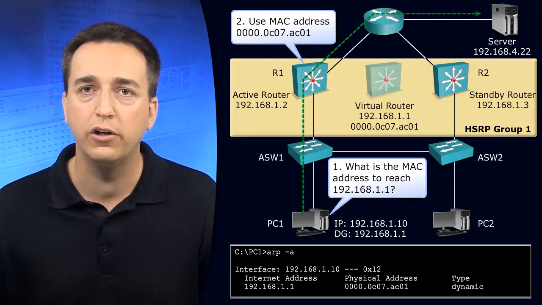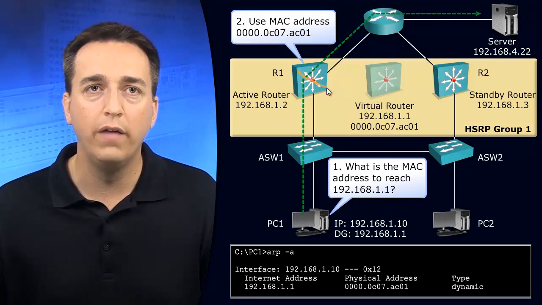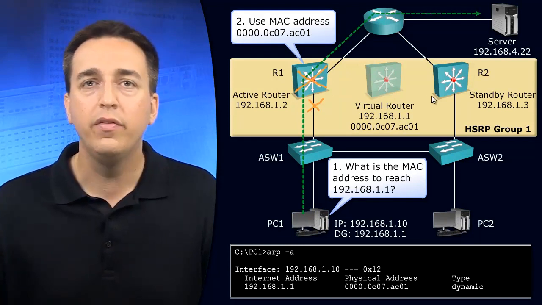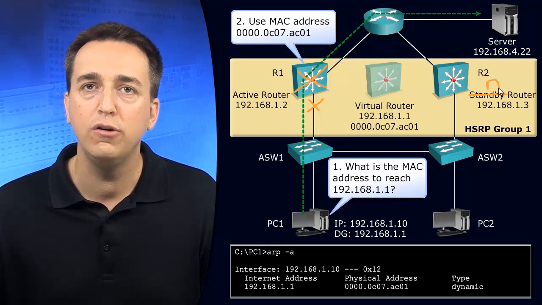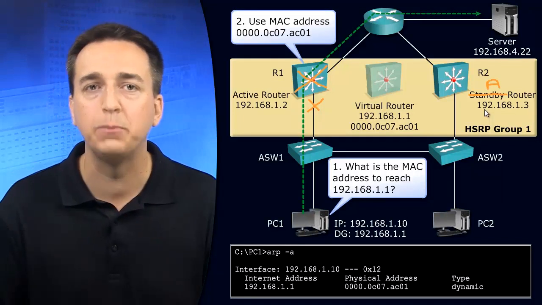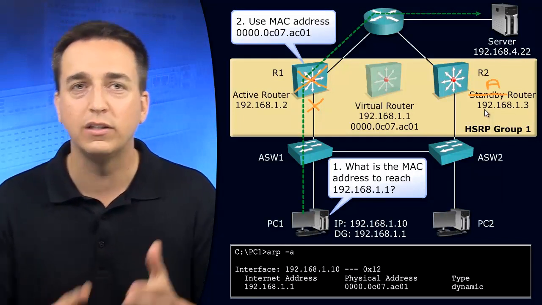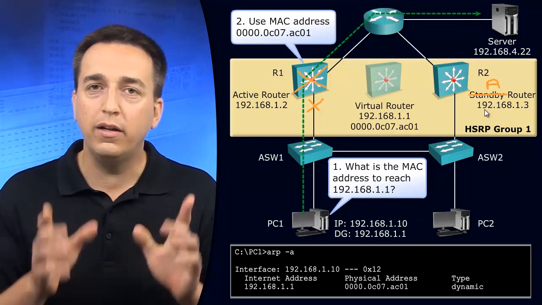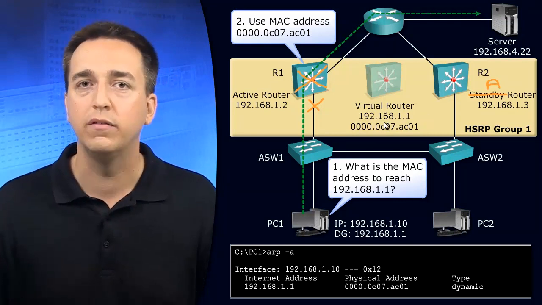Now, if a failure occurs, for example, we have R1 that disappears, or we have the link that disappears here, then R2 takes over as the active router. And when R2 takes over as the active router, it will now be responsible for responding to the ARP requests for the MAC address of 192.168.1.1.